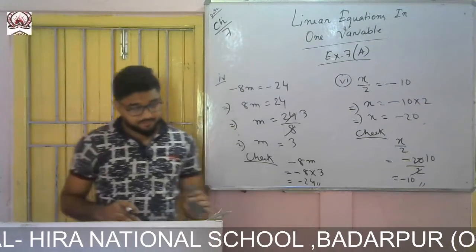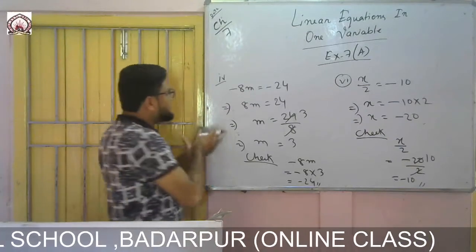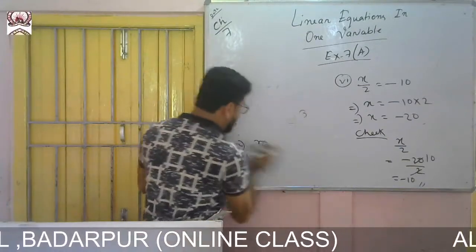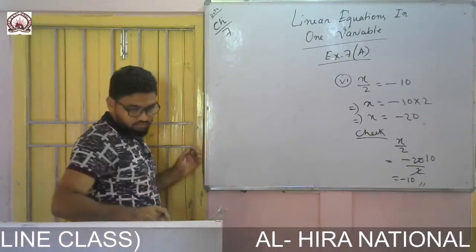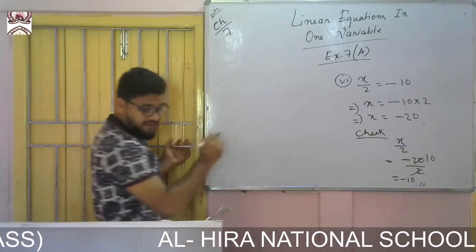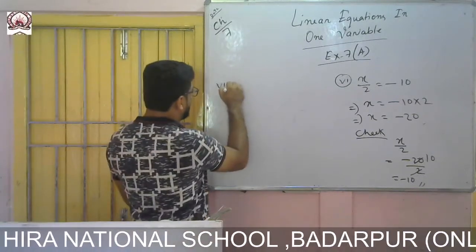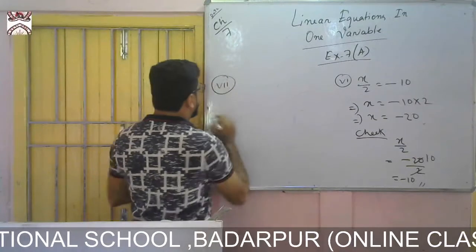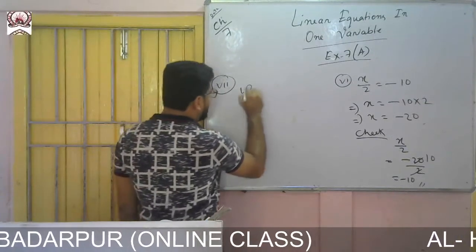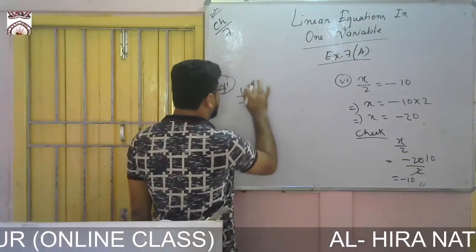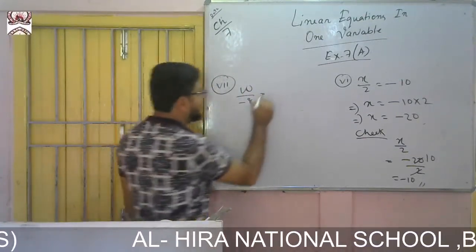Now come to question number 7. The same thing. W by minus 8. Question number 7. W by minus 8 equals minus 4.